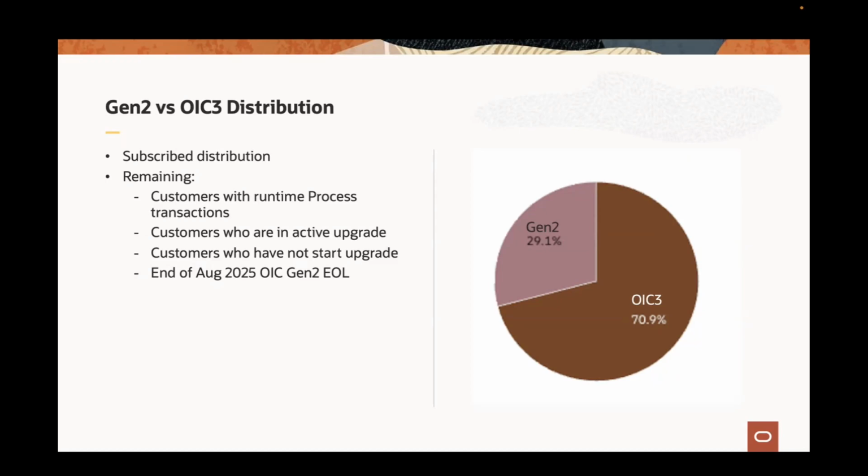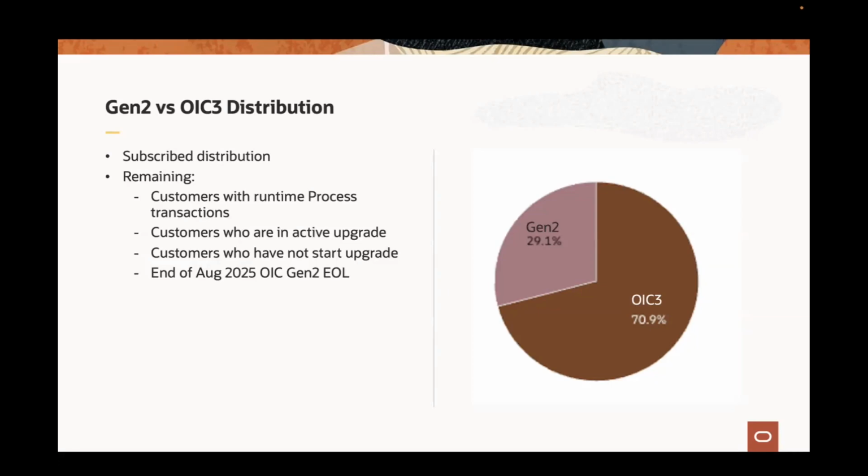The other group of customers in that still Gen 2 bucket could be customers who are in active upgrade. As I mentioned, we have customers with 2, 3 instances or 1 instance. We have customers with hundreds of instances, and everyone else in between. So some of these could be customers that started their upgrade, but they're not yet fully upgraded from Gen 2 to OIC 3.